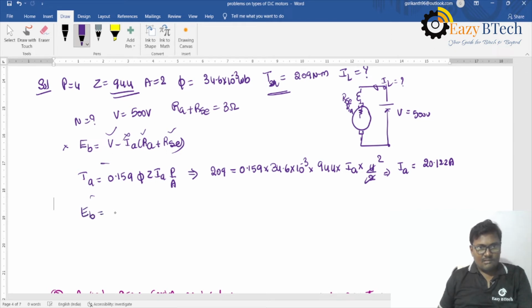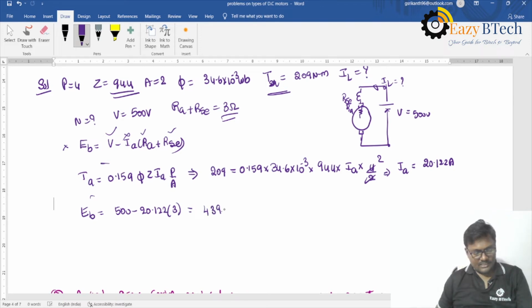Eb is equal to 500 minus 20.122 into total circuit resistance, which is 3. So the back EMF I got is 439.634 volts. Then find out the speed by using the equation Eb equals phi Z N by 60 into P by A.